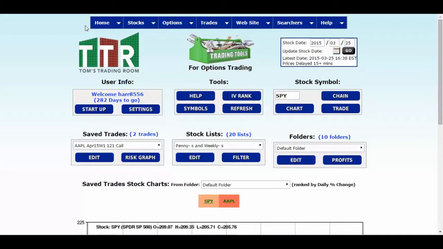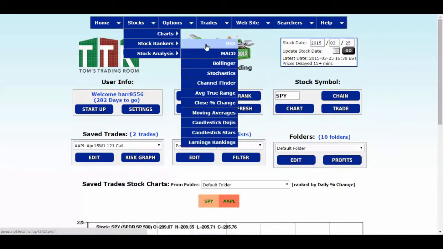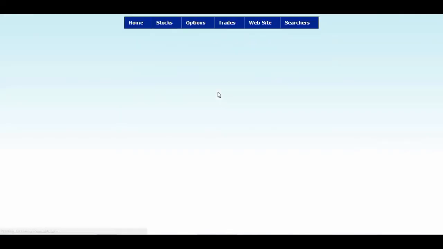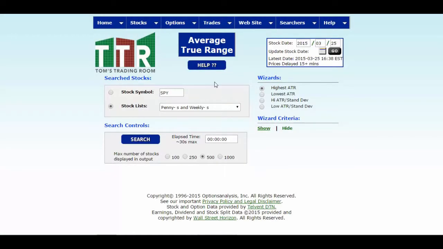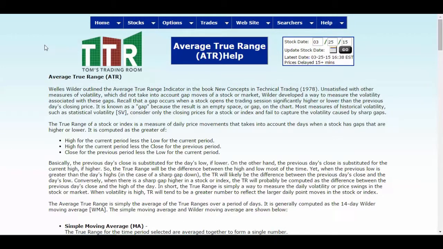We're going to go over a stock ranker, this time the stock ranker average true range. Let's put our cursor on stocks, stock rankers, and then left click on average true range. When you bring up the stock rankers, you always have the help button there that you can click on, and it'll bring up a page explaining who created it, what it is, the calculations and coming up with the formula for it, as well as an explanation of the various wizards that are in the tools to use.